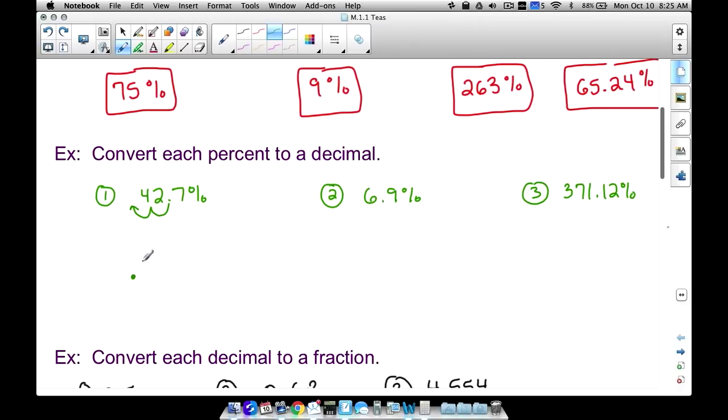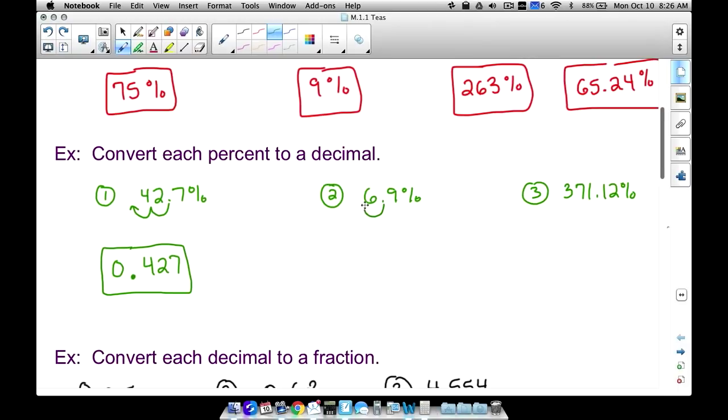So therefore we have 0.427, and just don't forget to put the 0 out in front, that way you don't overlook that decimal. So 42.7% is the same thing as 0.427, and we can read this decimal as 427, what place value is that? Tenths, hundredths, thousandths. So we can read this decimal as 427 thousandths.